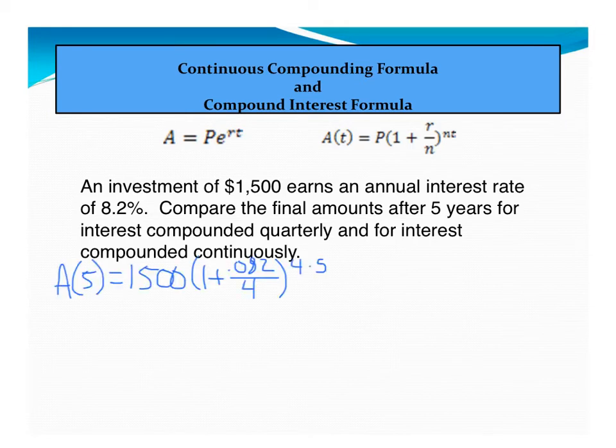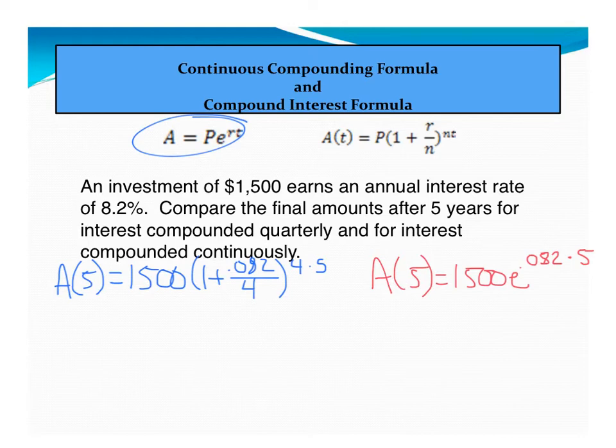So there we have it. We've got my principal, my rate over my number of times it's compounded. Since it's compounded quarterly, that's 4. And we have 4 times 5 up in the exponent there. How about for my continuously? I'm going to be using this formula for the continuously. Let's do it. Okay, so there's my other formula.